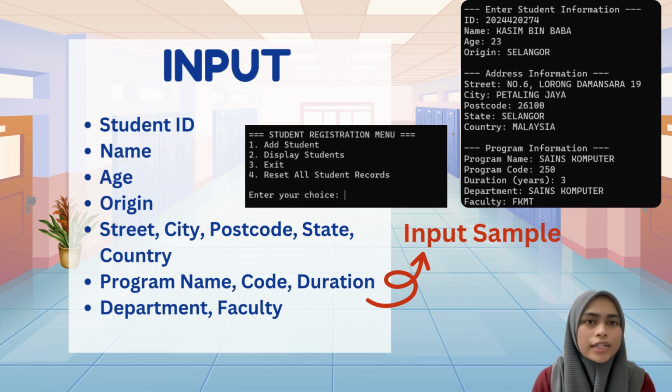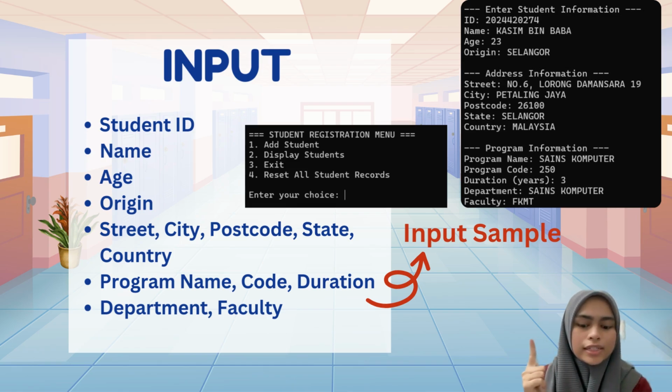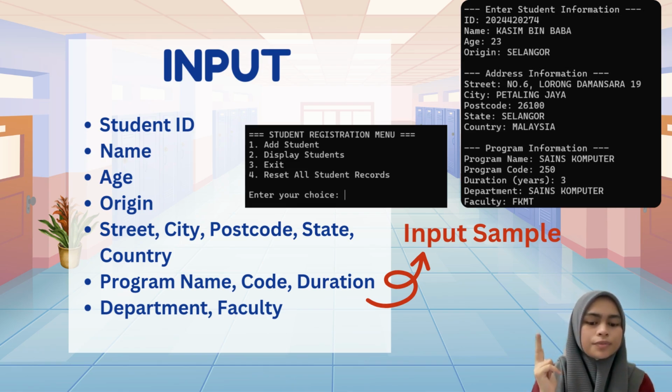So first, for the first choice, the students will be asked to enter their inputs for their details, such as the student information, the address information, and also the program information. In the student information, the users will be asked to enter their name, their age, their ID, and also their origin. For the address information, the users will be asked to enter their street, their city, their postcode, their state, and also their country. Meanwhile, for the program information, the users will be asked to enter their program name, program code, their duration, department, and also their faculty.